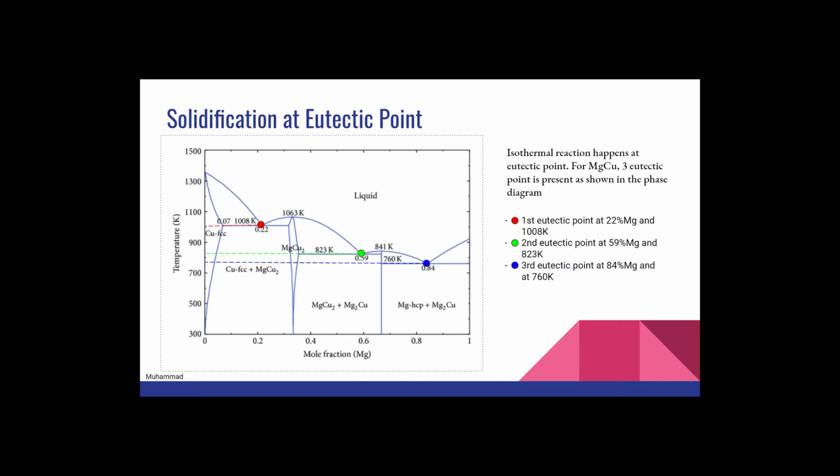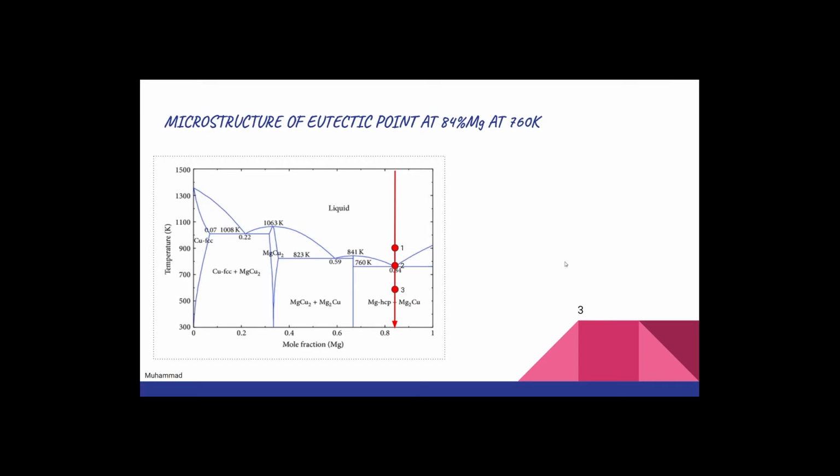Generally, isothermal reaction happens at the eutectic point. For MgCu, there are three eutectic points present as shown in the phase diagram. The first one is at 22% Mg and 1008 Kelvin. The second one is at 59% Mg and at 823 Kelvin, while the third one is at 84% Mg and at 760 Kelvin. The microstructure of the eutectic point at 84% Mg at 760 Kelvin is as follows.